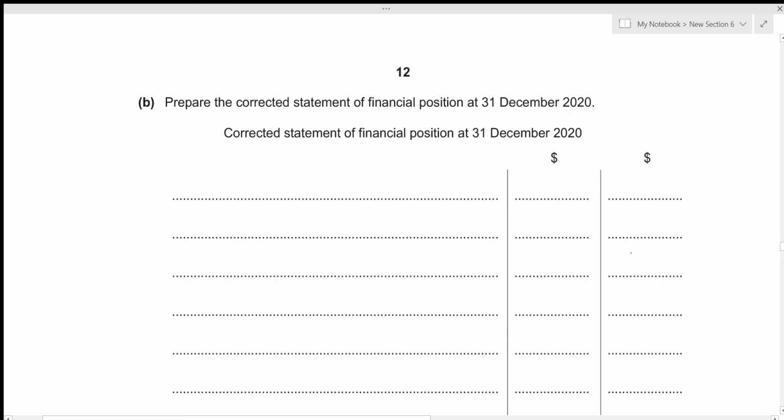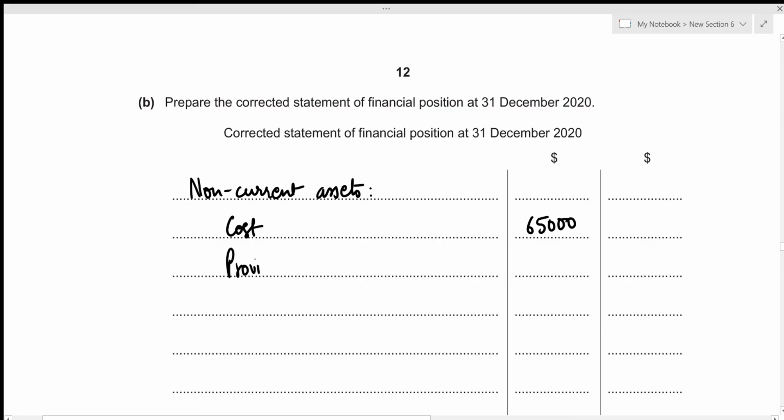We need to prepare the corrected statement of financial position at 31st December 2020. So we will start with the non-current assets section first. If we remember correctly, we were given the cost and provision for depreciation, so we can just copy the exact same format. So that's going to be the cost. Cost is not going to change. So that's going to remain 65,000.